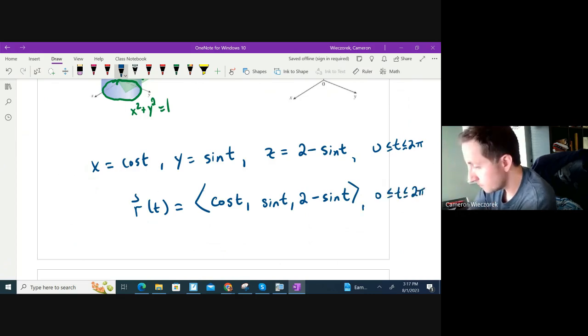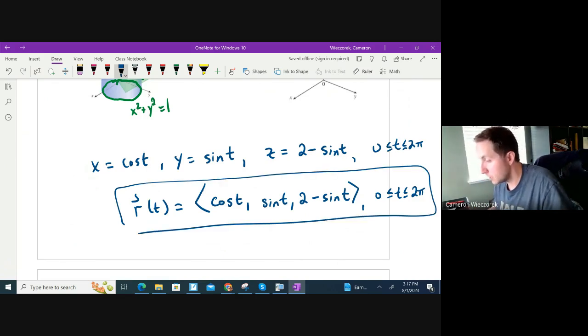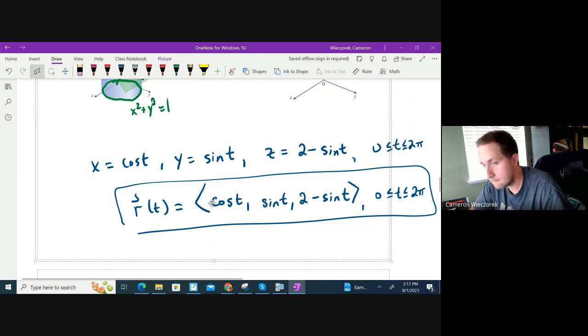Okay. And you can throw that into CalcPlot3D if you want to see that.